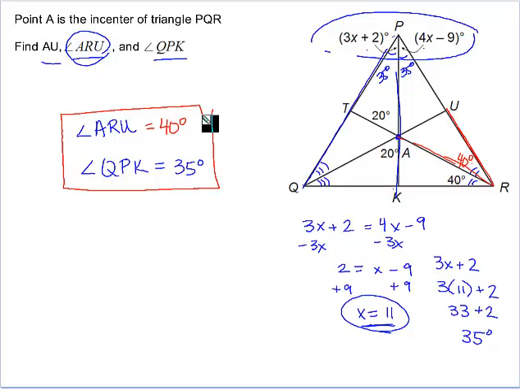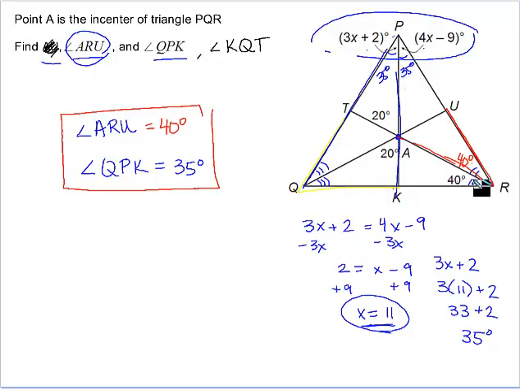And there is one small typo here. We don't really want to find AU. We really wanted to find a third angle, angle KQT. So let's find that third angle of KQT.